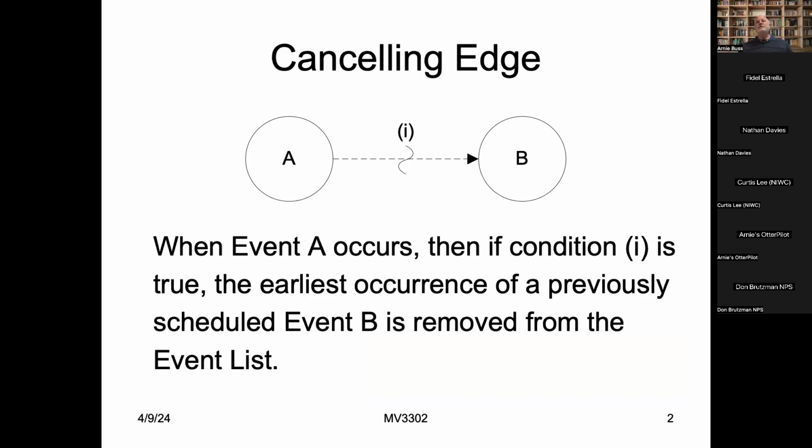A canceling edge is a dashed arrow. Like a scheduling edge, it has a Boolean condition on it, but unlike a scheduling edge, it does not have a delay on it. So a canceling edge has no delay, so that when it's executed, it executes immediately.